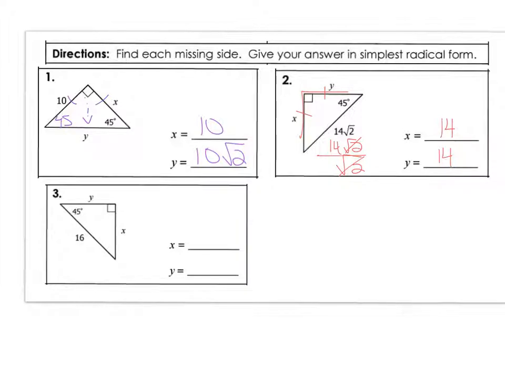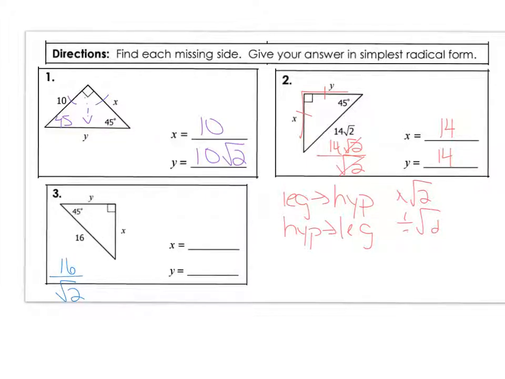So if we go from leg to hypotenuse, we multiply by root 2, and if we go from hypotenuse to leg, we divide by root 2. That's how a 45-45 works. All good until we get something that looks a little weird, like right here. Notice they gave me the hypotenuse. They gave me that it was 16. How do I go from hypotenuse to leg in a 45-45 triangle? I divide by the square root of 2. So I have to take this 16 and I have to divide by the square root of 2.